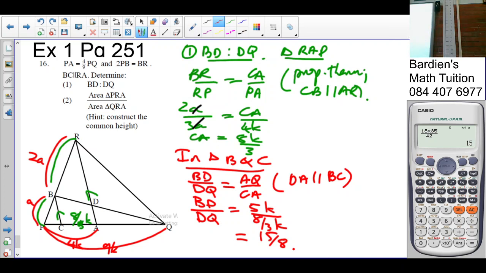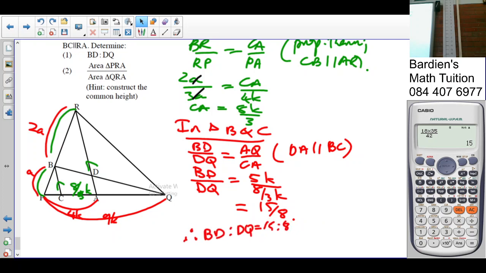Okay, so at this point we got BD is to DQ. So in conclusion here, to give it in the form that they want it in, you just conclude therefore BD is to DQ as 15 is to 8. Okay, so that is just how we conclude this part of the sum. That is the form that is given to us.